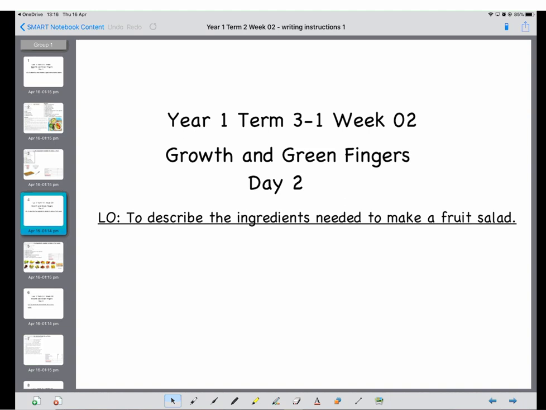Today, we're going to be looking at the ingredients needed to make a fruit salad. So, have a think about what kind of fruit you'd want to include in your fruit salad, or think back to what you used last week. Okay, but before we do that, we're going to have a look at our second day's grammar lesson.